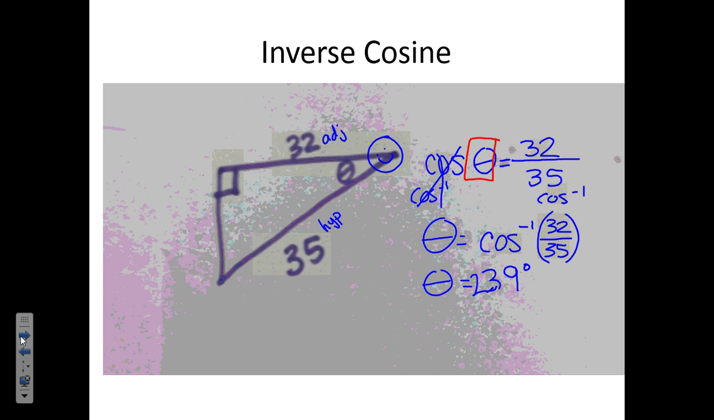And your number of degrees should be 23.9 approximately. So check your calculators and make sure you're getting something like that. I'll write it again because that's a little messy. 23.9 degrees is my missing theta angle, okay? So let's do one more.